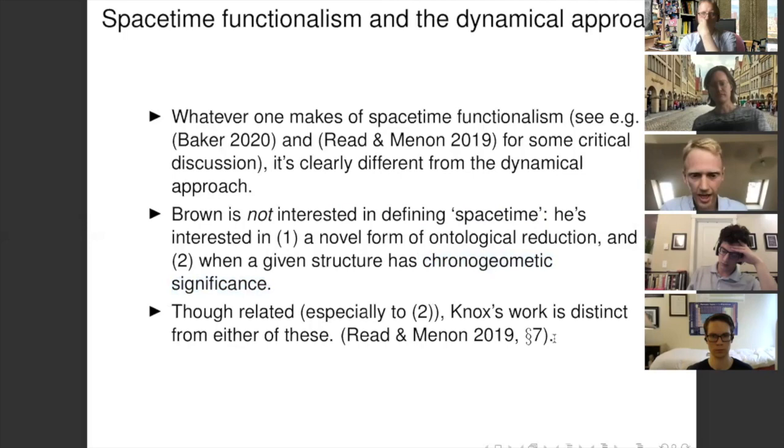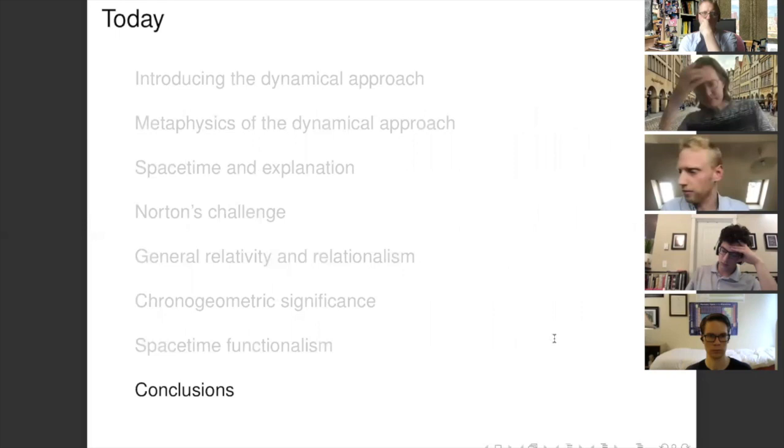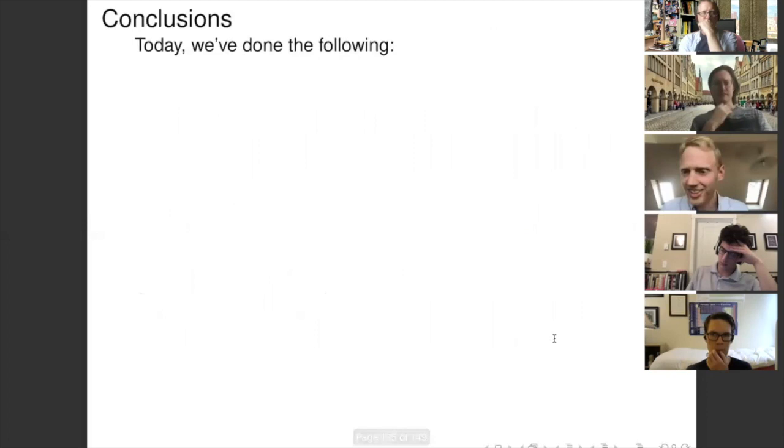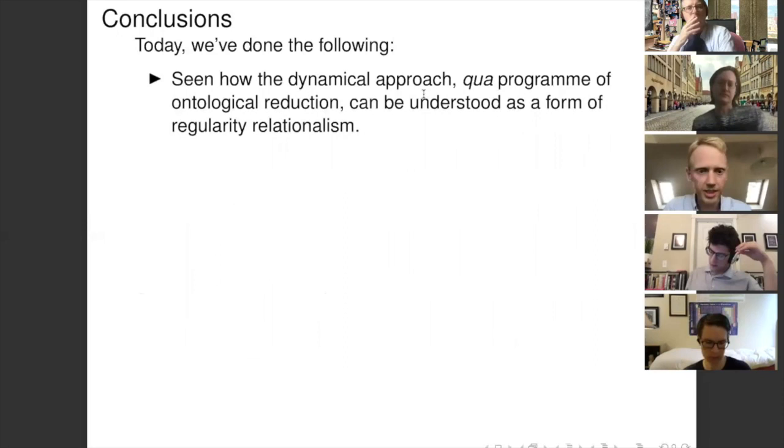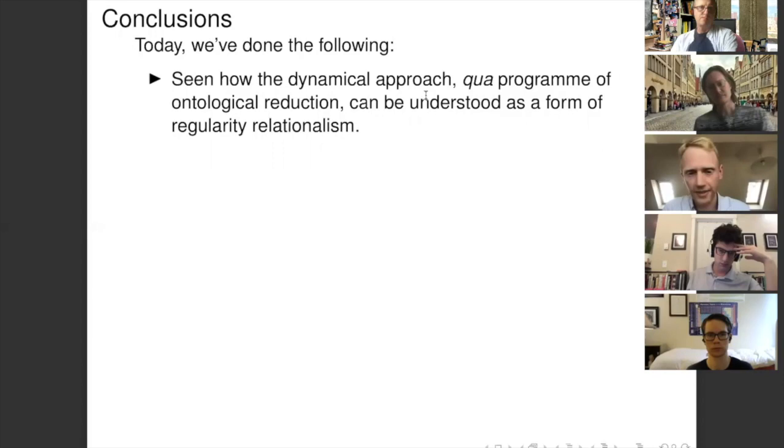So let me just wrap up, and then, in fact, I think we're going to have more time for discussion than I thought. So I've tried to present to you the various threads of the dynamical approach and tease them out. So just to summarize the main ideas. We've first of all seen that the dynamical approach as a program of ontological reduction is perhaps best understood as a form of Huggett's regularity relationalism.